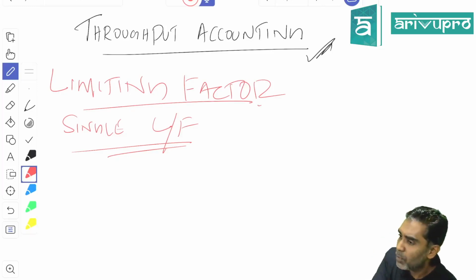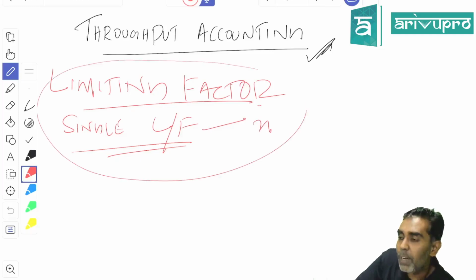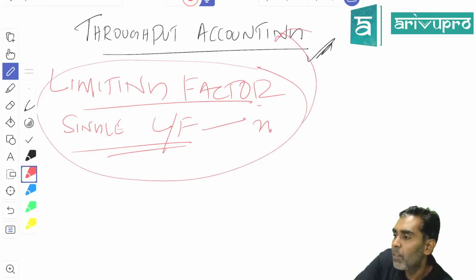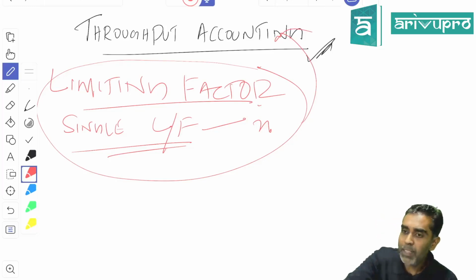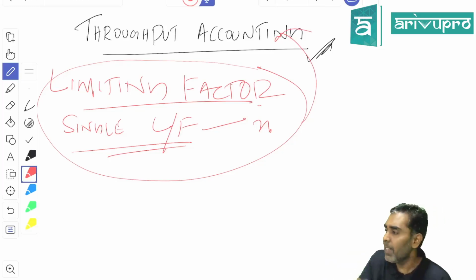Therefore, my plan is to explain first the single limiting factor. After completion of the single limiting factor, we will start the throughput accounting. Then it's easy for you to understand the throughput accounting. Right. My first question: have you all learned this limiting factor before? Anybody who knew the limiting factor?